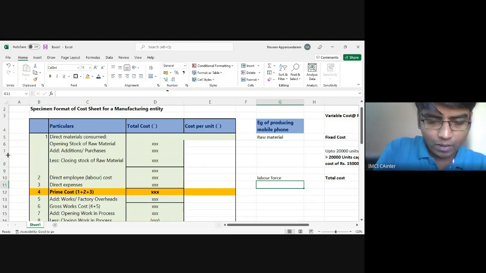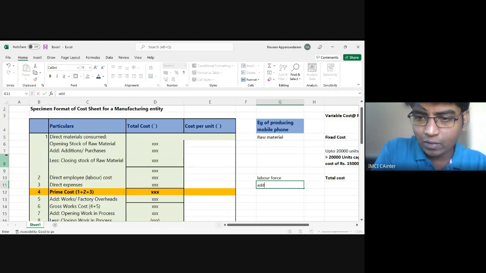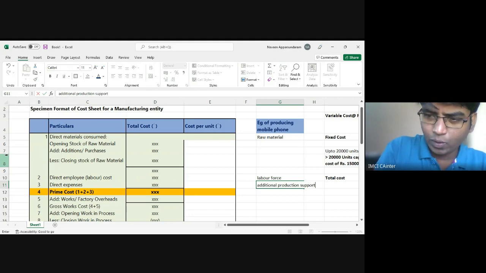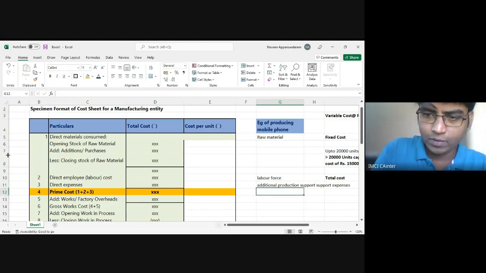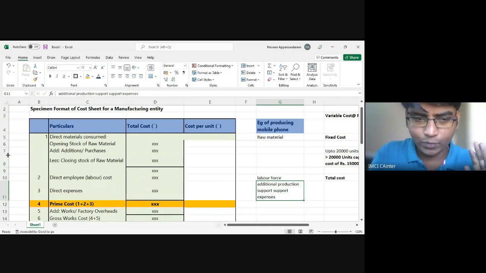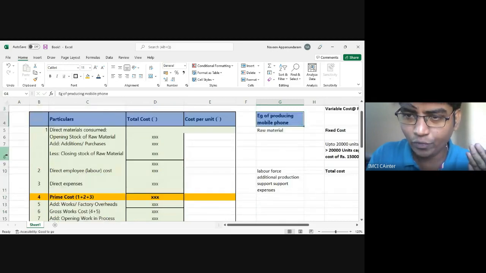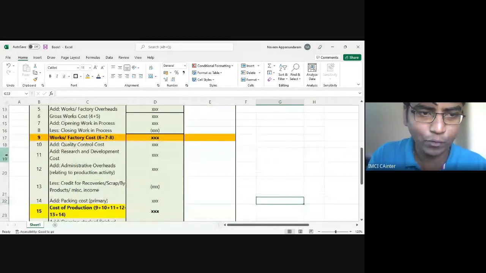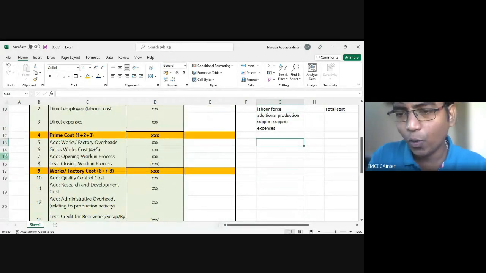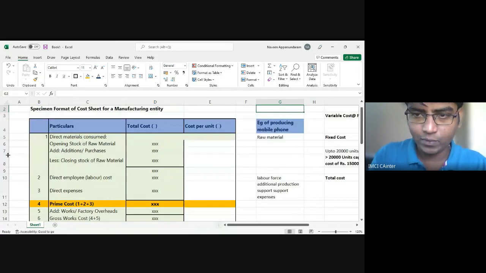So here you need something additional: production support expenses which will be happening, correct? To make this, they call it prime cost. I'll come back to that. So first, only if these three things are there can we produce a cell phone, or any product for that matter. So let me freeze it here.